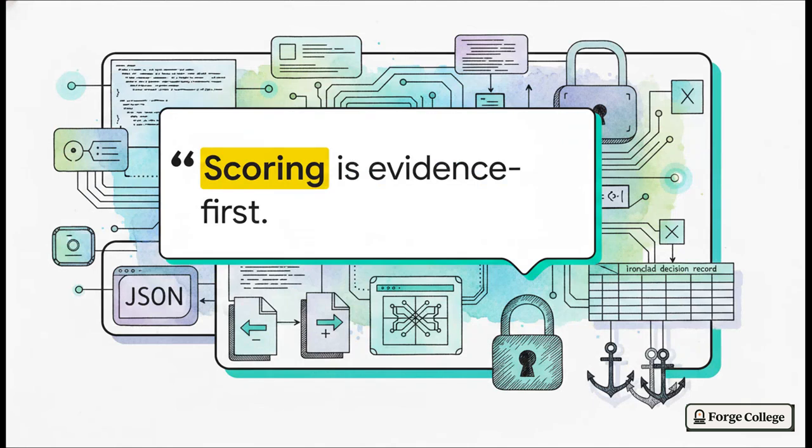And this brilliantly illustrates the absolute golden rule of our capstone. Scoring is evidence first. We don't guess in Web3 security. We just don't operate on hunches. Your impact and likelihood scores absolutely must be anchored directly in the JSON summaries and state depths that we observed during our controlled simulations. This is what transforms your table from a completely subjective opinion column into an ironclad decision record.